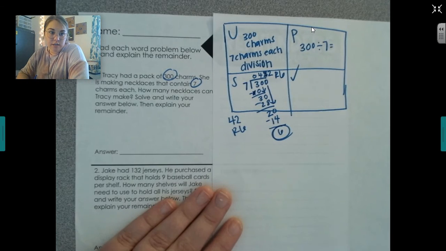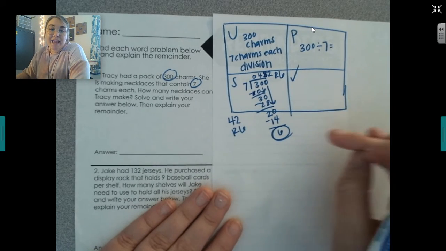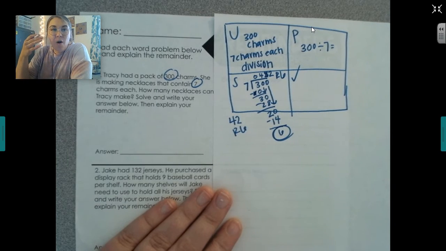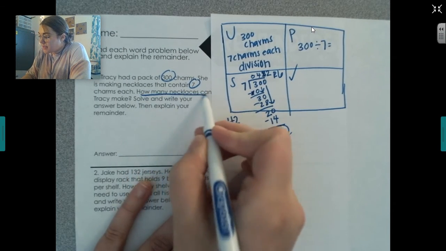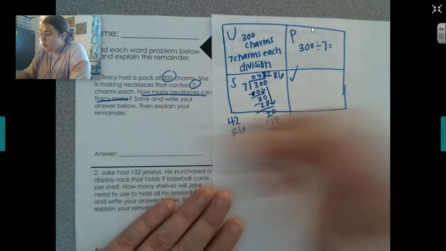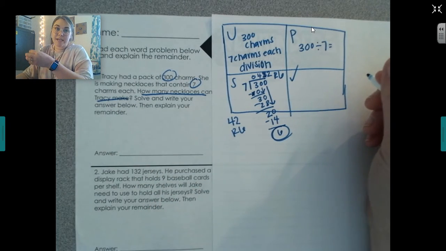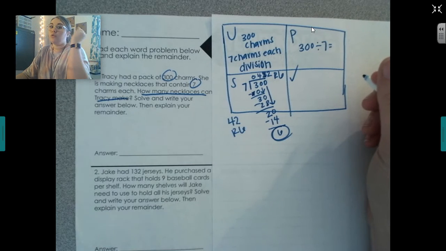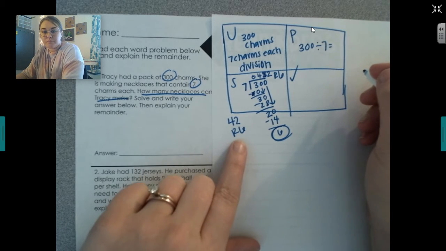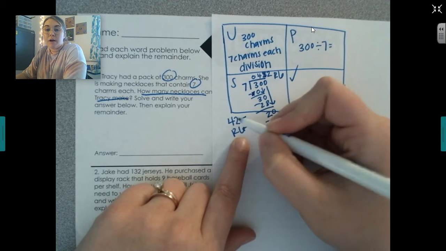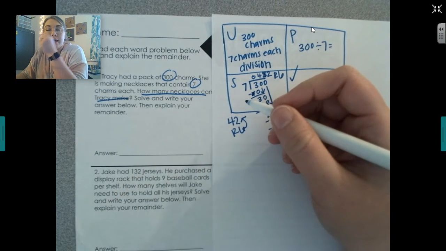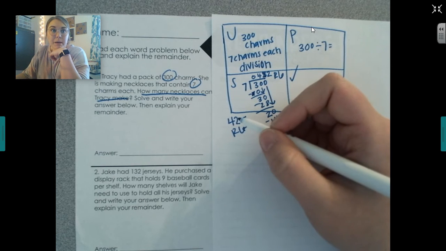That's my quotient. Now, for my answer, I have to figure out what it is actually asking. So how many necklaces can Tracy make? So am I going to D, A, or B? Am I going to drop the remainder? Am I going to add one more, make it 43? Or am I going to have the remainder be my answer?